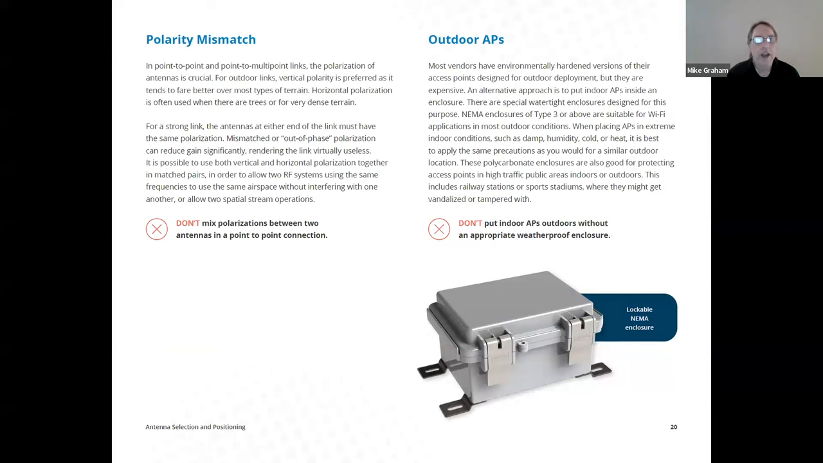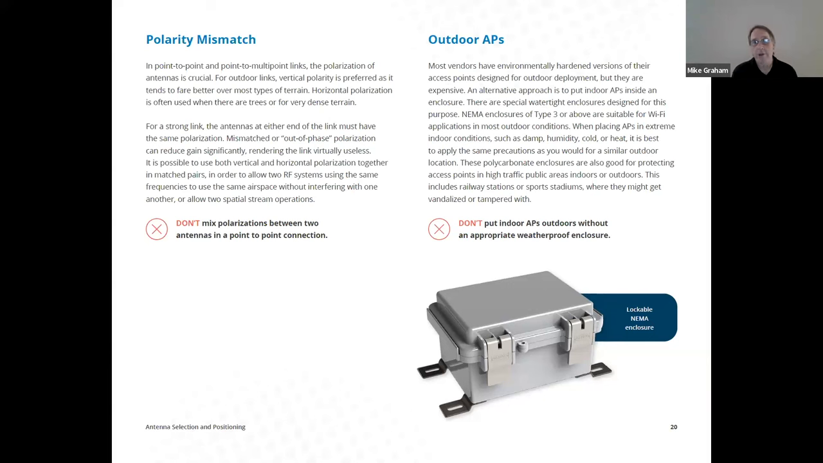We talked about polarity a little bit before. Crossed polarity, horizontal and vertical, definitely don't talk to each other. They need to be the same. Outdoors, it really matters. Indoors, not so much because there's so much reflection going on that the polarization tends to be scrambled. And neither the access points nor the clients are super sensitive to polarization by design.